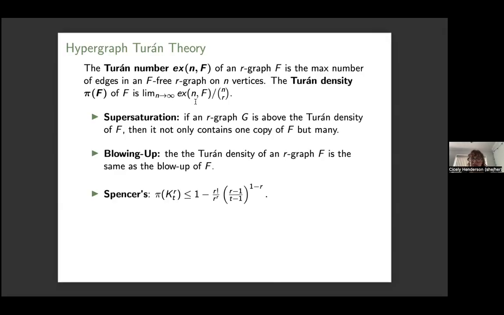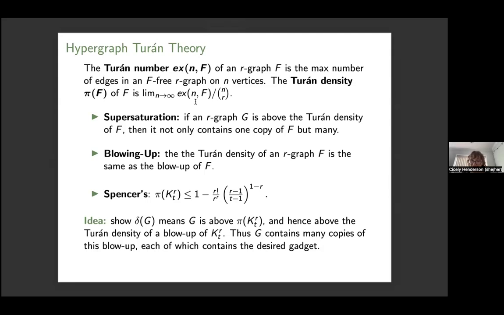And finally, Spencer gave an upper bound on the Turán density of complete graphs. Now, this is not the best known upper bound. That's due to Duquesne, but it's only for large Q, and it's only a factor of e off. And for purposes later in our proof, this one was actually easier for us to use, and it suffices for our purposes.